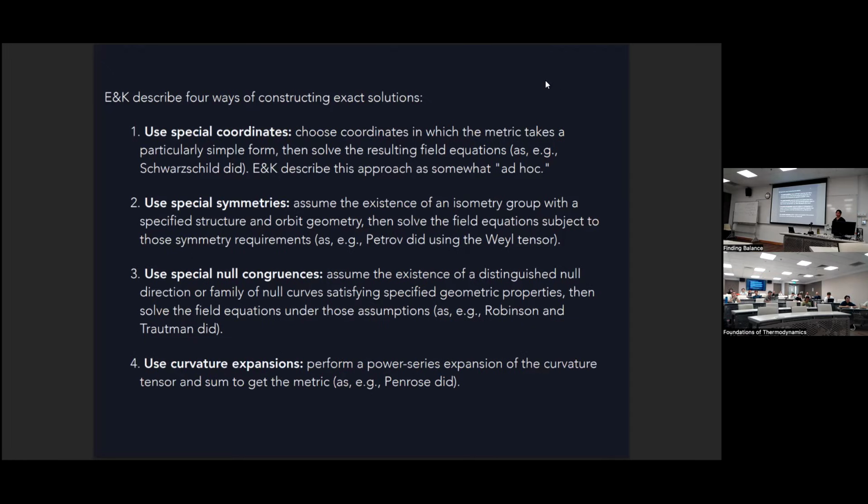And then finally, you can use curvature expansion, so perform power series expansions of the curvature tensor, and then sum up what you get to get the metric, something like what Penrose was up to. So these are four different ways that they classify how to generate more exact solutions from your starting point.